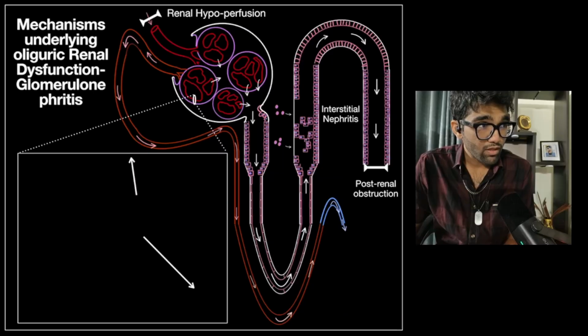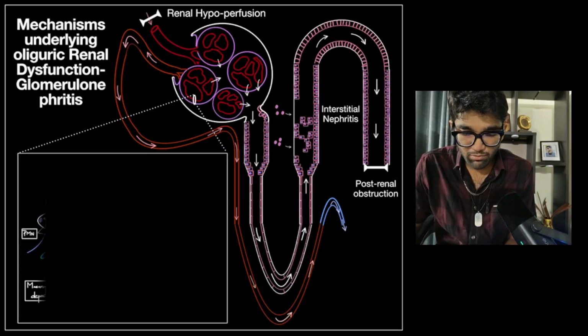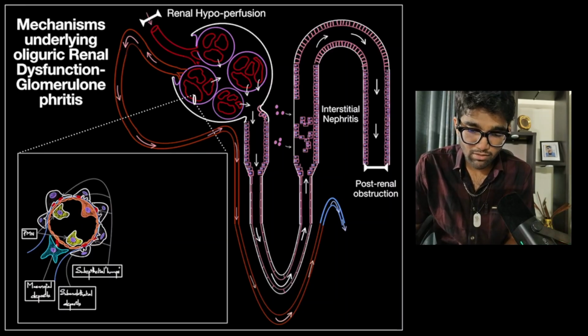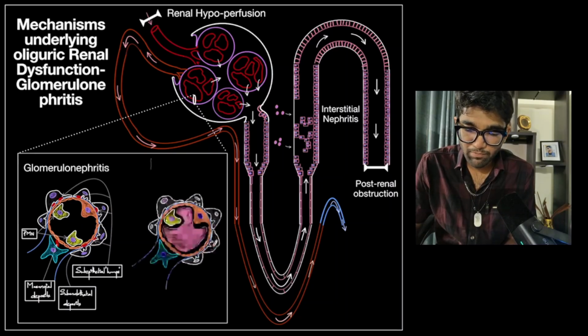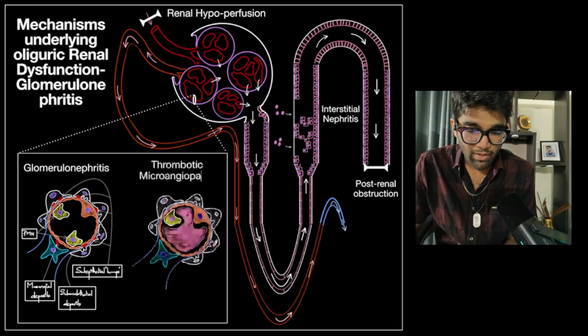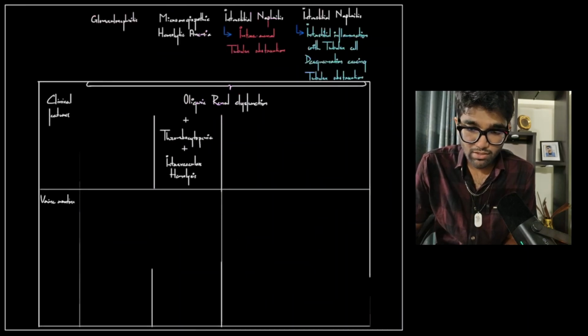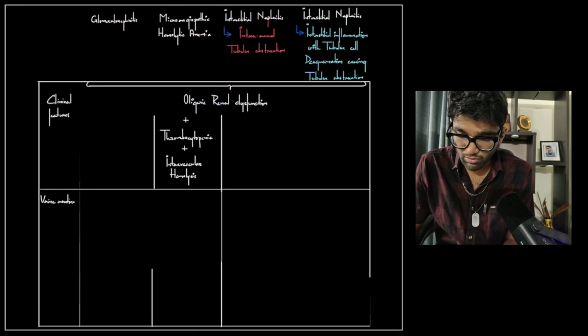Now, as I described at that point of time, two things can happen within the glomerulus that result in decreased blood flow through the glomerulus. One is glomerulonephritis and the other is thrombotic microangiopathy. Okay. Today the discussion will focus on glomerulonephritis. Subsequently, in a few discussions, we'll get to thrombotic microangiopathy.